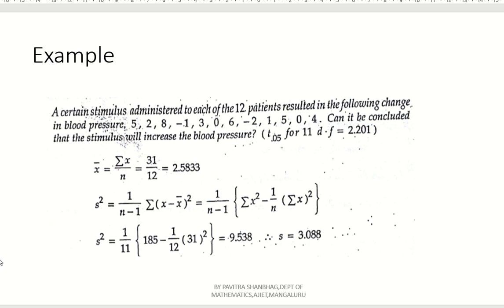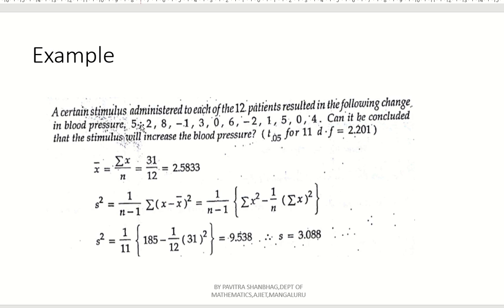A certain stimulus administered to each of the 12 patients resulted in the following change in the blood pressure, that is 5, 2, 8, minus 1, 3, 0, 6, minus 2, 1, 5, 0, 4. Can it be concluded that the stimulus will increase the blood pressure? But given here is the student t distribution for 11 degrees of freedom under 5% level of significance, that is t 0.05 for 11 degrees of freedom is 2.201, given.